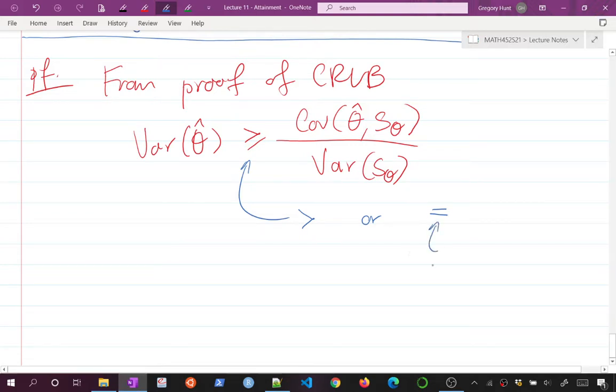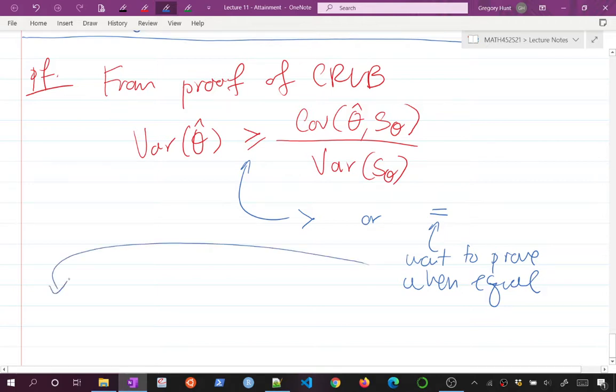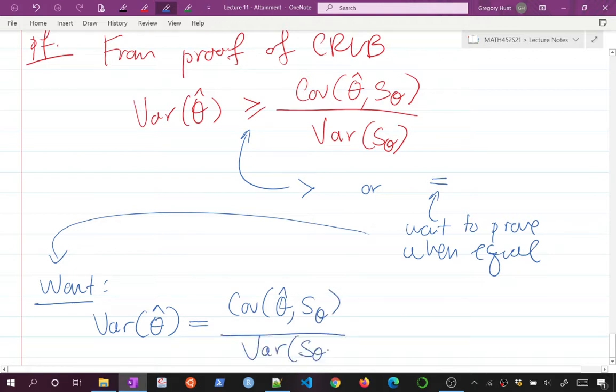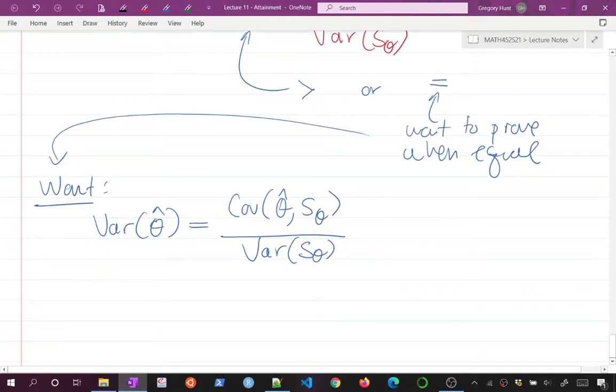So we want to prove that case when equal. What we want is that the variance of theta hat is equal to the covariance of theta hat and the score over the variance of the score. That would be the case where our theta hat achieves the CRLB.